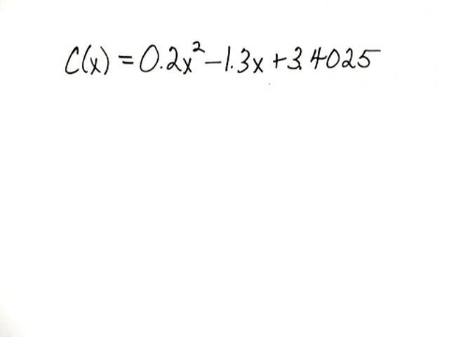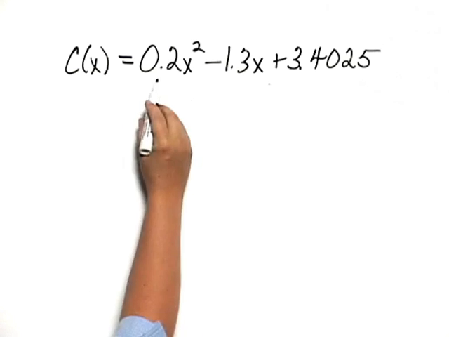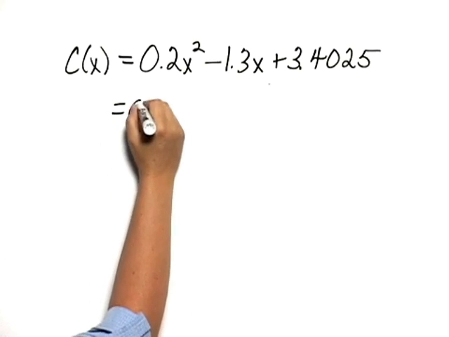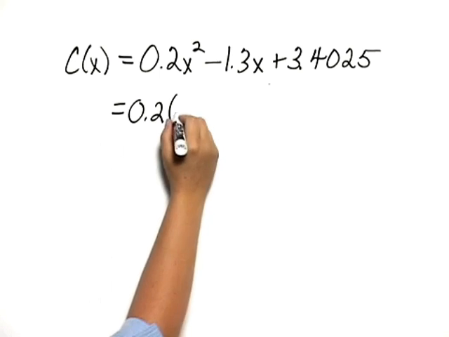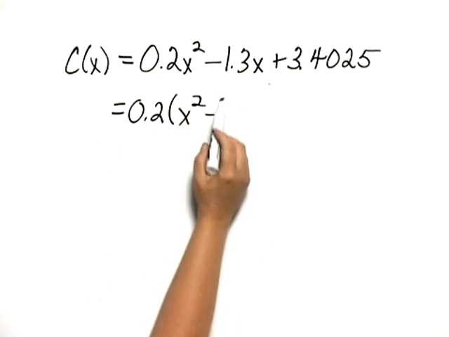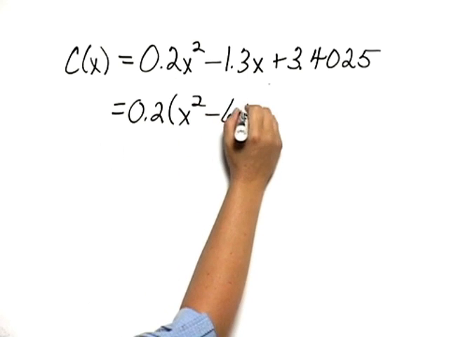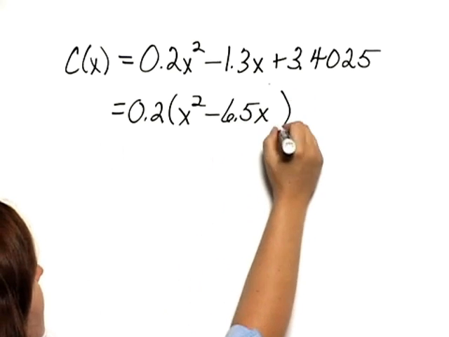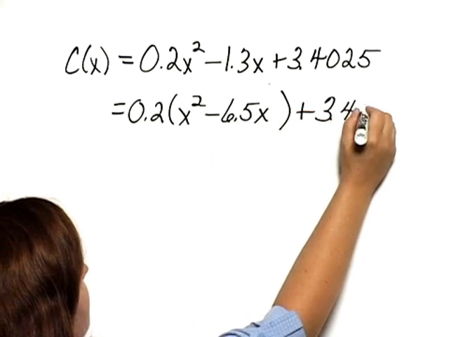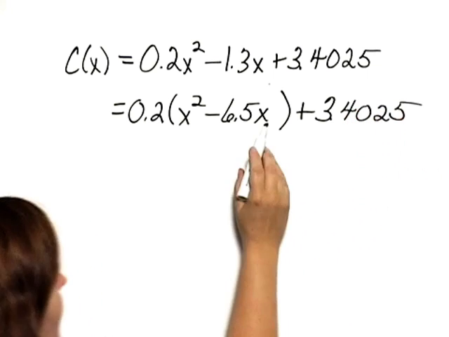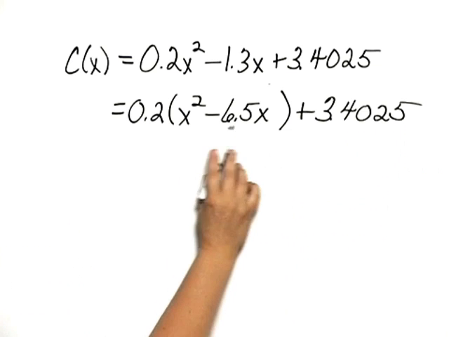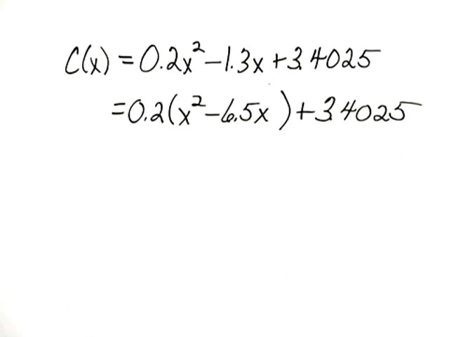We have a quadratic function, so in order to find the minimum, we'll be looking for the vertex of the graph of the function, and in order to find that, we'll complete the square. So let's start by factoring out a 0.2 from the x terms, and we have 0.2 times (x² - 6.5x) + 3.4025, since 1.3 divided by 0.2 is 6.5.